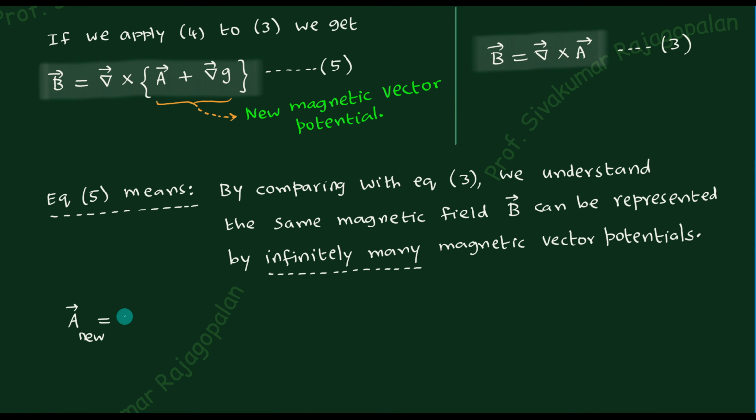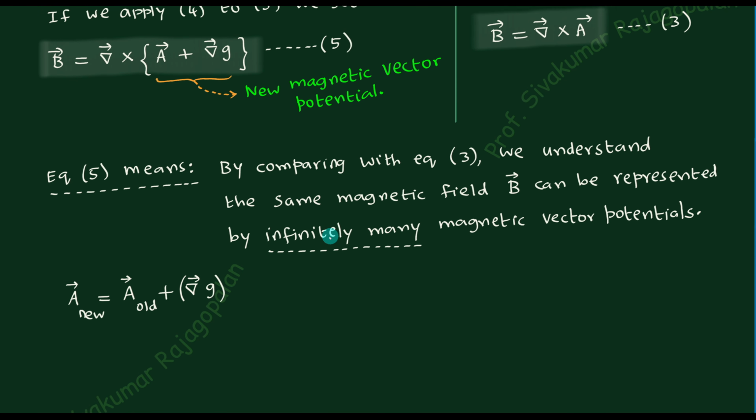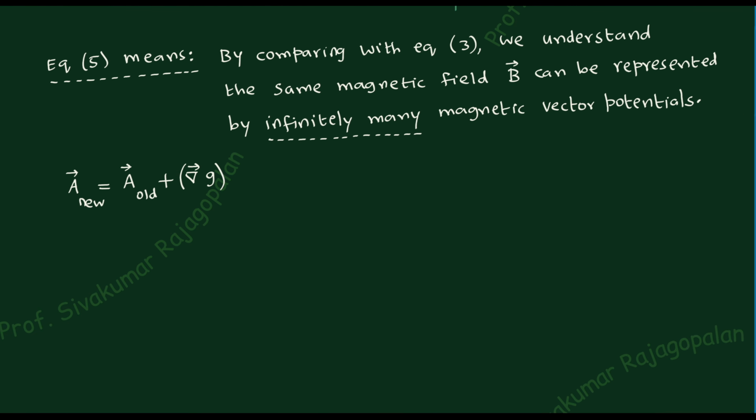So I would like to write down that point. So A new equal to A old plus gradient of G. So this is clear that the new magnetic vector potential equals the old magnetic vector potential plus the gradient of any scalar function. And such a kind of vector potential when generated, all of them will represent identically the same magnetic field. So here same is there, identically same magnetic field. So this is the conclusion. We will still write down that.